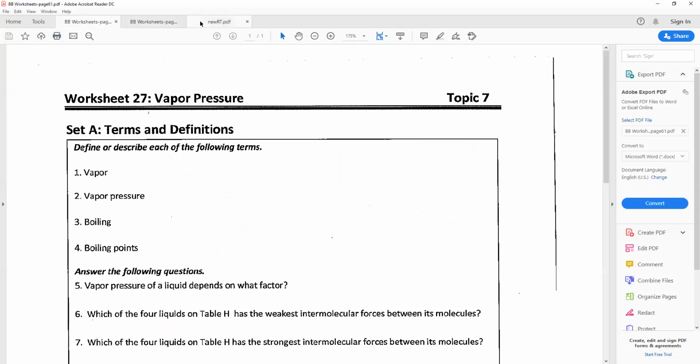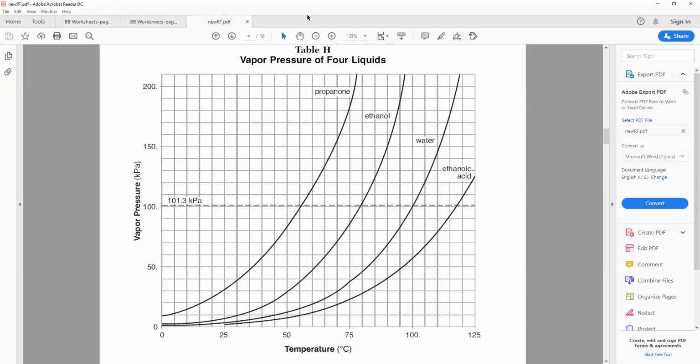Let's go back to our graph. And what I want you to write on your reference table, not periodic table: propanone has high vapor pressure because it has weak intermolecular forces. And then I want you to write: ethanoic acid has low vapor pressure because it has strong intermolecular forces.